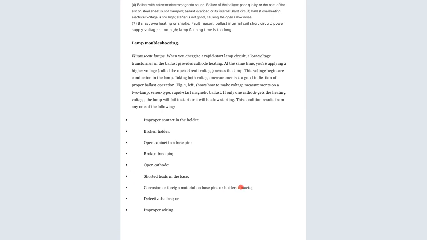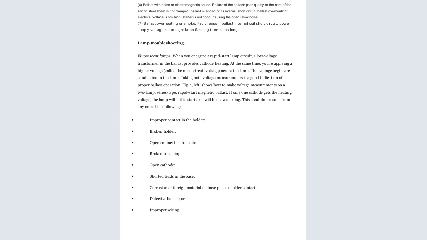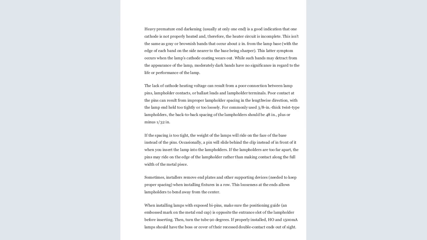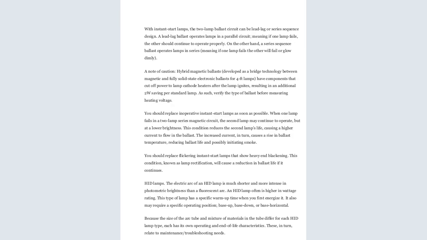Those conditions result from the following: improper contact with the holder, a broken holder, open contact, a broken base pin, an open cathode, shortened leads in the base, corrosion or foreign material on the base pin or holder contacts, and then a defective ballast or improper wiring. Those are some of the problems. Heavy premature darkening, we have talked about that. Lack of cathode heating, these are things that we have talked about. If the spacing is too tight, we said that as well.